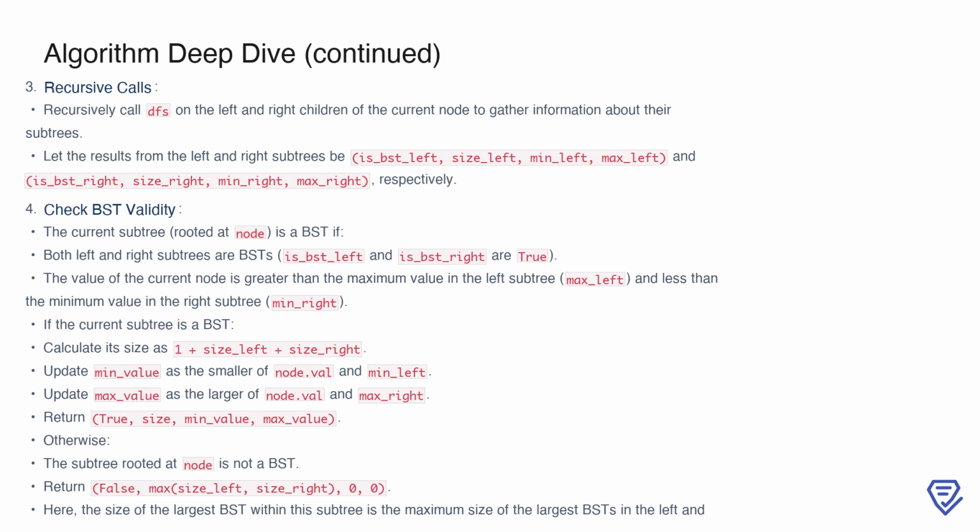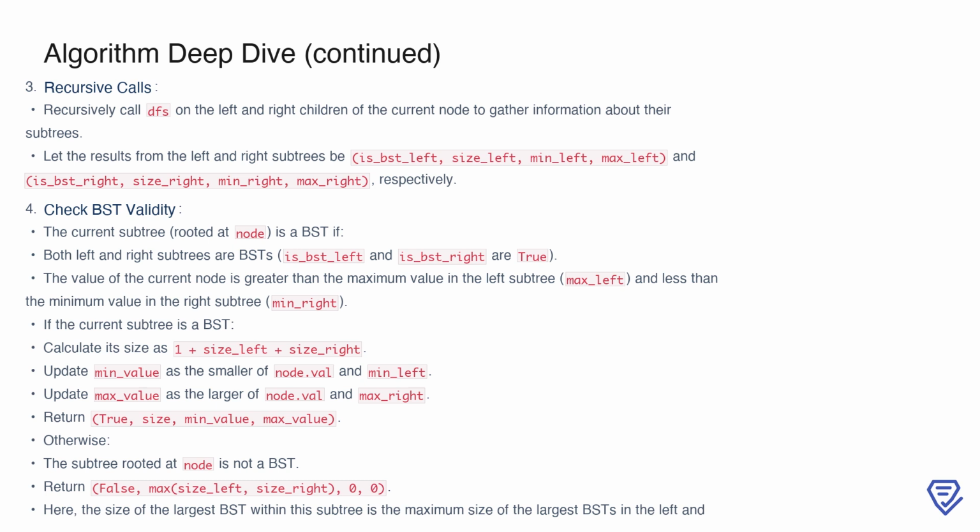Now, we make recursive calls within the helper function to process the left and right children of the current node. From these calls, we obtain detailed information about the left and right subtrees, such as whether they are BSTs, their sizes, and their minimum and maximum values. Using this information, we can determine whether the subtree rooted at the current node satisfies the BST property. Specifically, the current node must have a value greater than the maximum value in the left subtree and less than the minimum value in the right subtree, with both subtrees themselves being valid BSTs.